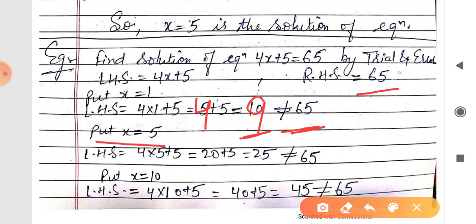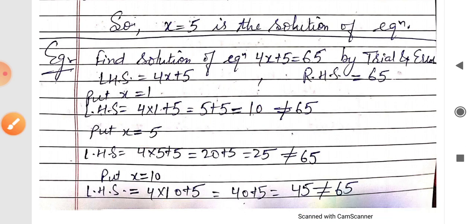When put x is equal to 5, left hand side is equal to 4 multiply 5 plus 5. Then it is equal to 20 plus 5. It is 25. And 25 is also not equal to 65. Then put x is equal to 10. Then left hand side is equal to 4 multiply 10 plus 5 is equal to 40 plus 5. And it is 45, and 45 is also not equal to 65. Then we will put value of x is equal to 15.